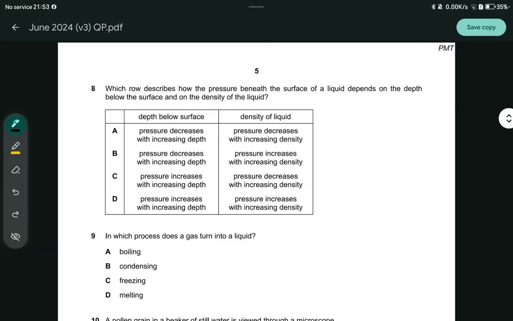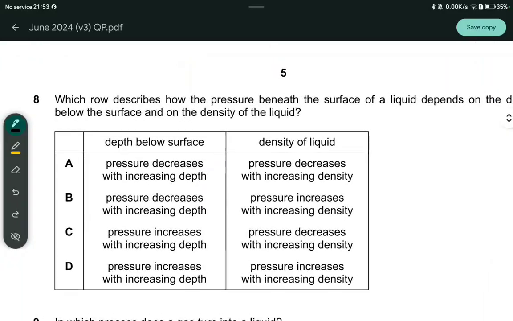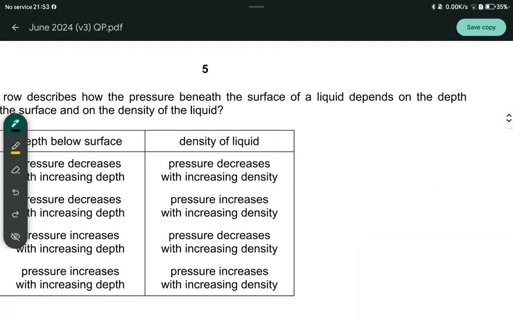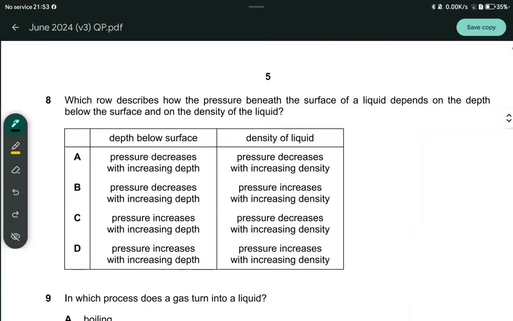Question 10. Which row describes how pressure beneath the surface of a liquid depends on the depth below the surface and on the density of the liquid? Below the surface of a liquid.